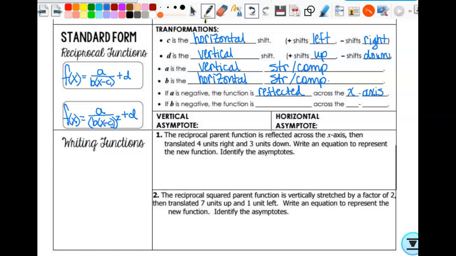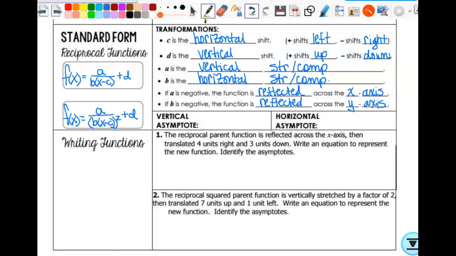And if B is negative, then it is again reflected, but this time across the y-axis. Because remember, we change the sign on y, it reflects in x; change the sign on x, it reflects in y. Okay. One more thing we can get from this, so all that is just a review.